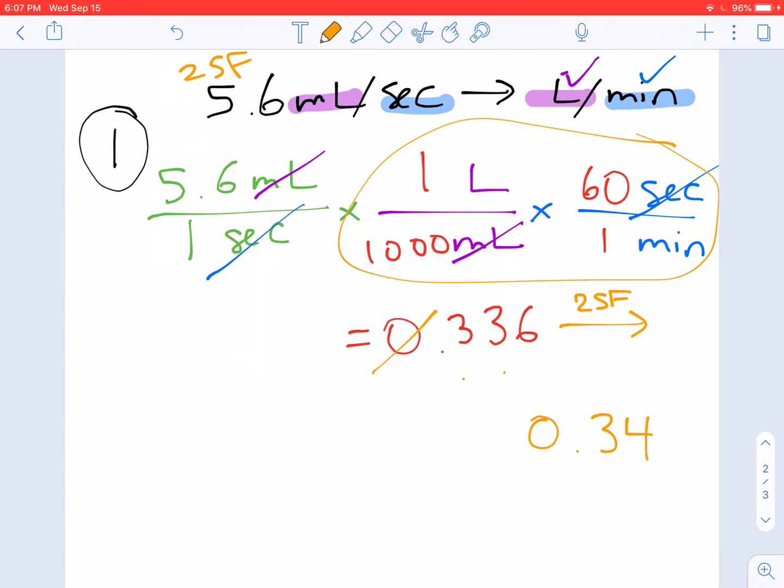I didn't do all of that work just to leave my units off, so I would have liters per minute. You could also express this in a fraction and say 0.34 liters per minute, or you could have 1 minute. Those are equal. Those would still get you all of your points because I have an answer with sig figs and units.